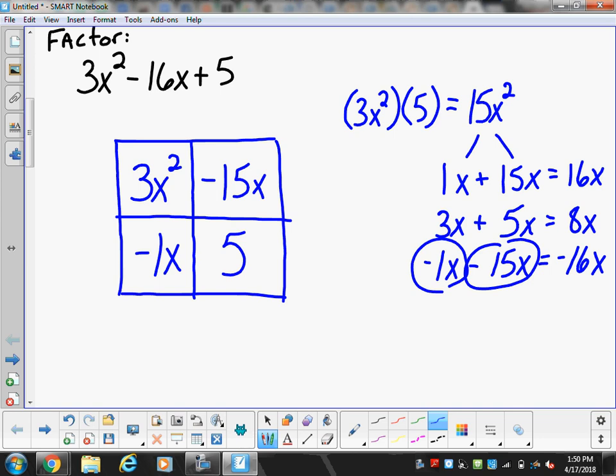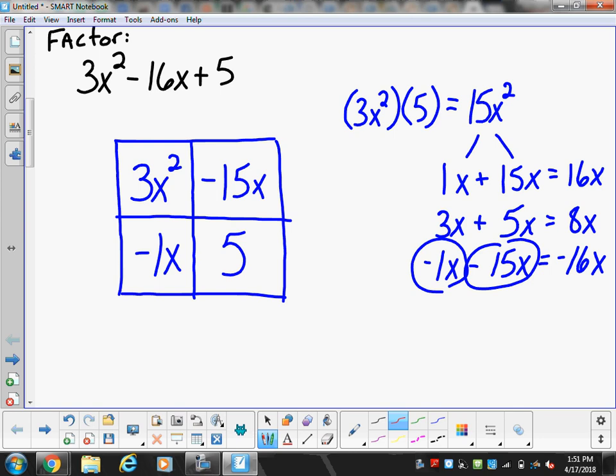Okay, so we've got the box filled out. Now's where we start the factoring to find out what the factors are. You'll work them out on the left side and on the top. So what I want to do is find the greatest common factor of each row and of each column. So let's just start at this bottom row.